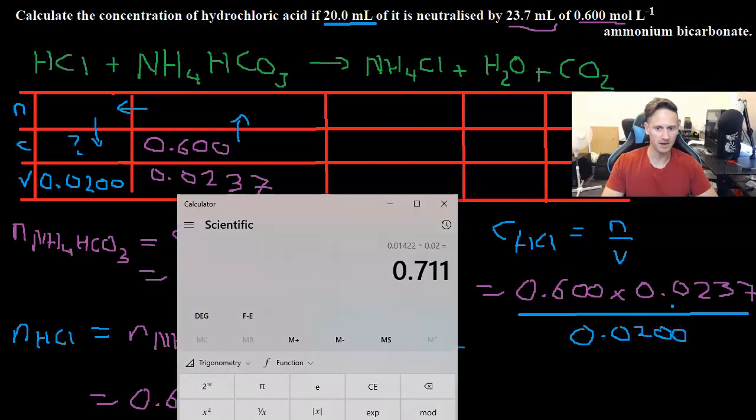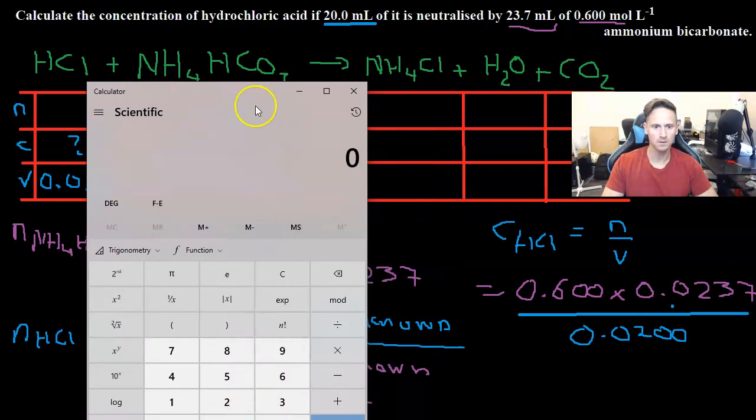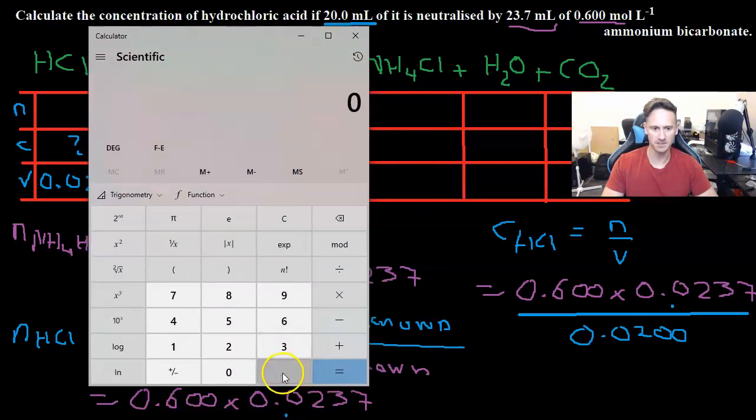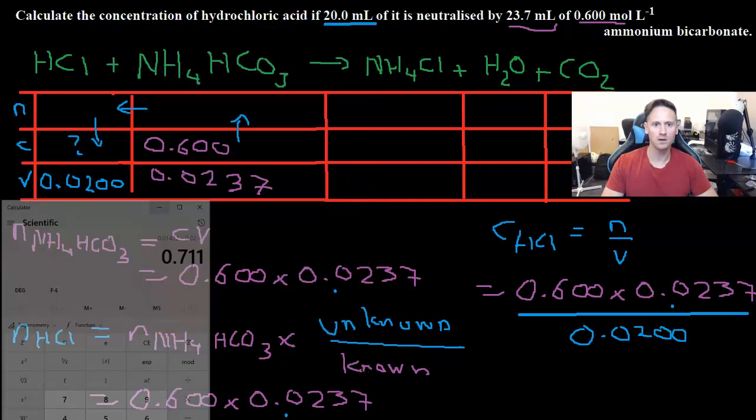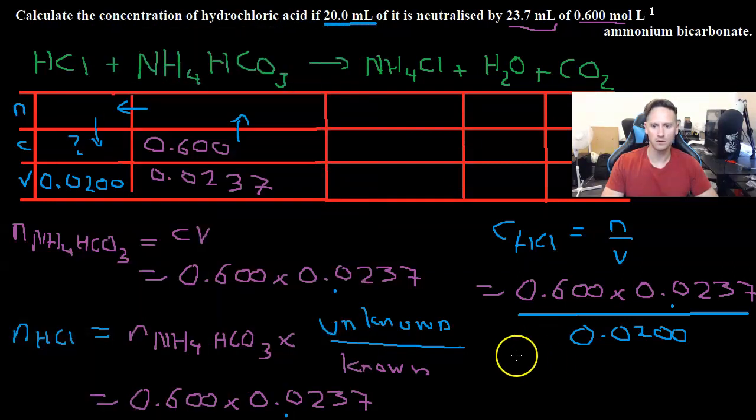And then I can put that in my calculator. And you saw the answer just pop up because I just did it previously. Times 0.0237 equals, and divide that by 0.02, and we get 0.711. So that's going to be 0.711 moles per litre HCl.